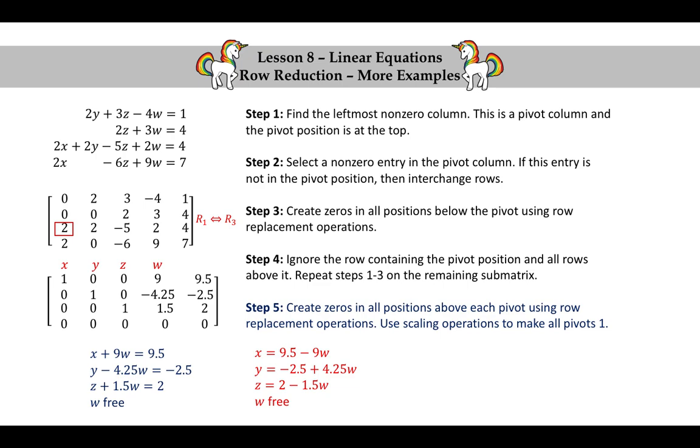Finally, let's get all the basic variables by themselves on the left by subtracting any term with the free variable to get x equals 9.5 minus 9w, y equals negative 2.5 plus 4.25w, z equals 2 minus 1.5w, and once again w is free.